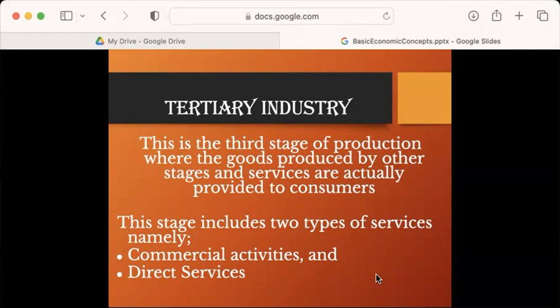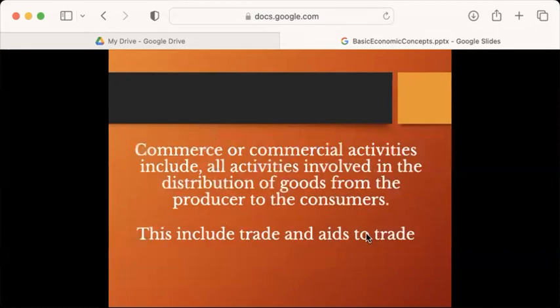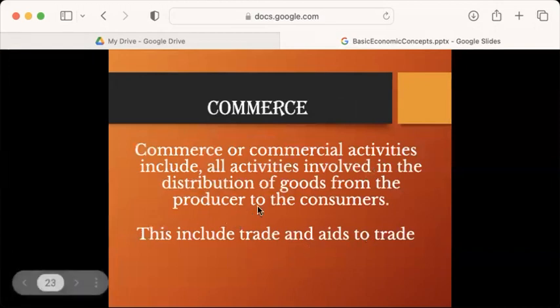Like, for example, a teacher is a person who produces teaching and gives it directly to the students. A doctor is a person who gives medical consultancy directly to the patient. But commercial activities involve goods being transferred, delivered to the consumers. So this has wider, different functions to perform. So mainly we say commerce involves two things, as you can see, trade and aids to trade, right?